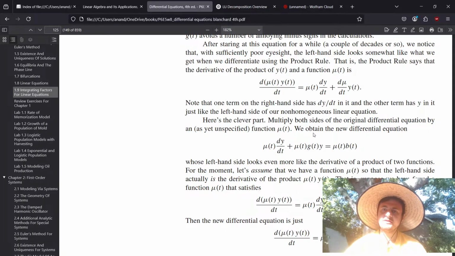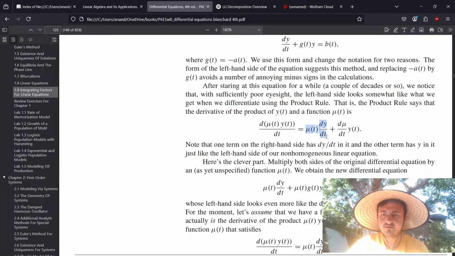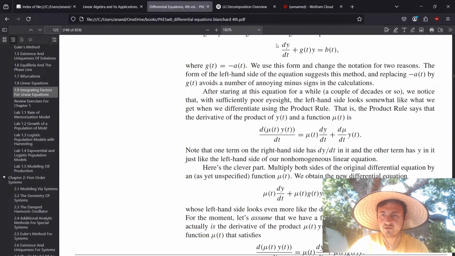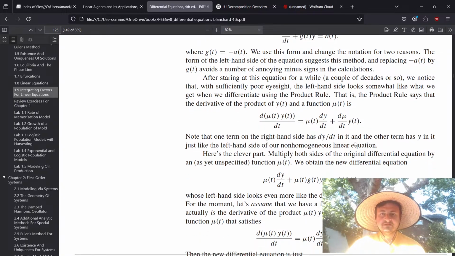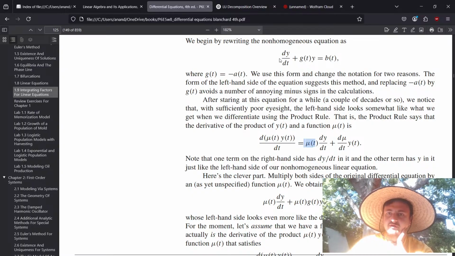And the way that these look similar is we have a y over here, just like here, and then we have a mu here. The problem is that we don't have the mu there. We do have the dy dt. So now what we do is we actually just multiply. This is actually so clever. In order to get this u of t over here, we just multiply everything by u of t.